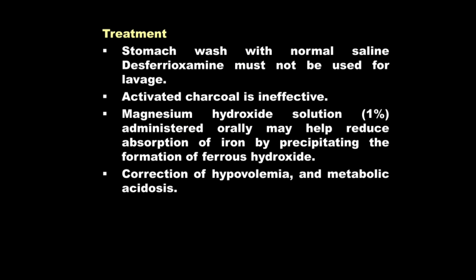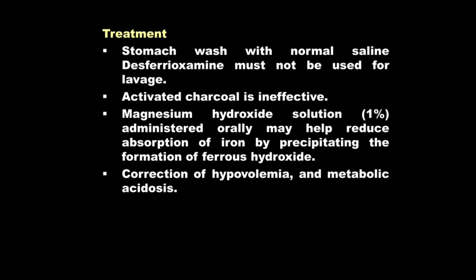Treatment of iron poisoning, if it is an acute ingestion, stomach wash with normal saline can be considered, but do not use desferrioxamine for the lavage. As mentioned in some textbooks, it is not useful and must not be wasted like that. Activated charcoal, of course, is ineffective, as in the case of all metals. It is said that magnesium hydroxide solution of 1%, if administered orally, can help reduce absorption of iron by precipitating the formation of ferrous hydroxide. So magnesium hydroxide solution can be considered, but be careful of the percentage, must not exceed 1%.